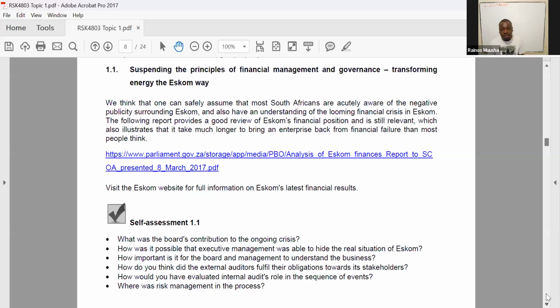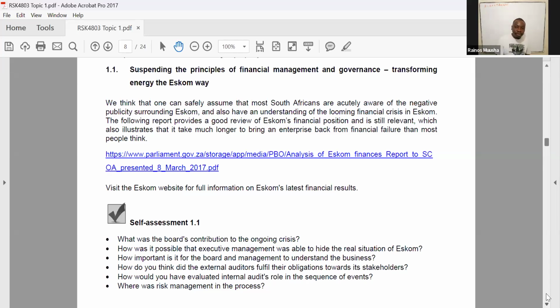I'm not going to go through this article with you in detail. Reason being, we are not going to expect you to be asked specific questions based on ESCOM in the exam, because yes, they're giving us this as an example for us to be able to discuss. When you look at the situation that ESCOM is faced with, is it a fair assessment to say the risk management function within ESCOM is what has failed?